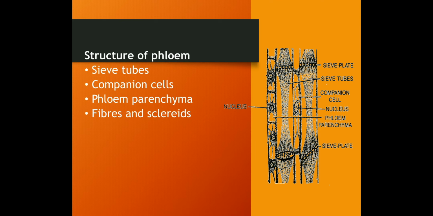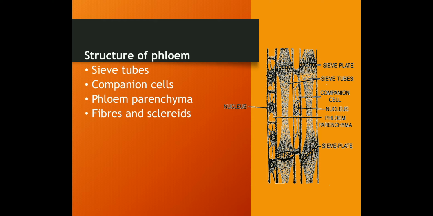So, coming to the structure of the phloem cells. The structure of phloem tissue is well modified for the conduction of solutes. Phloem consists of the sieve tubes, companion cells, phloem parenchyma, the fibers, and sclereids. The structure of phloem consists of these elements, and of these, the sieve tubes are involved in sugar translocation.